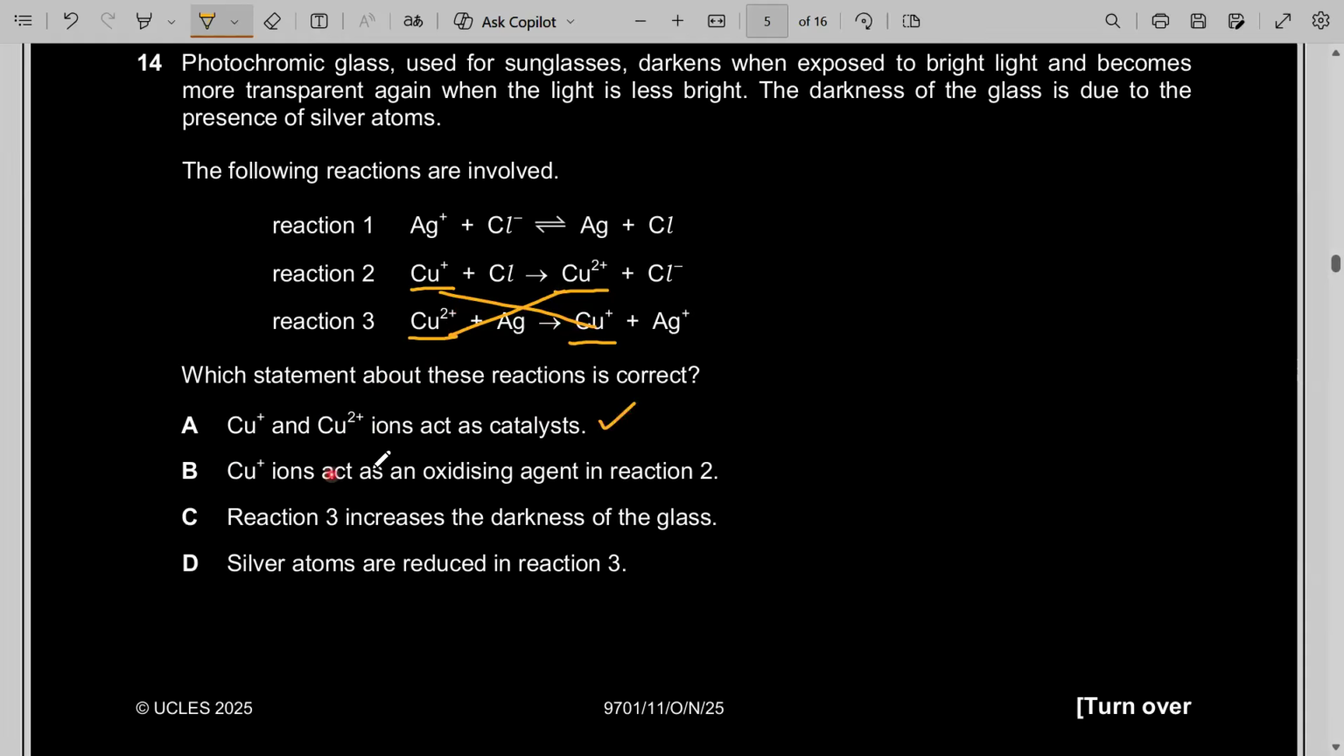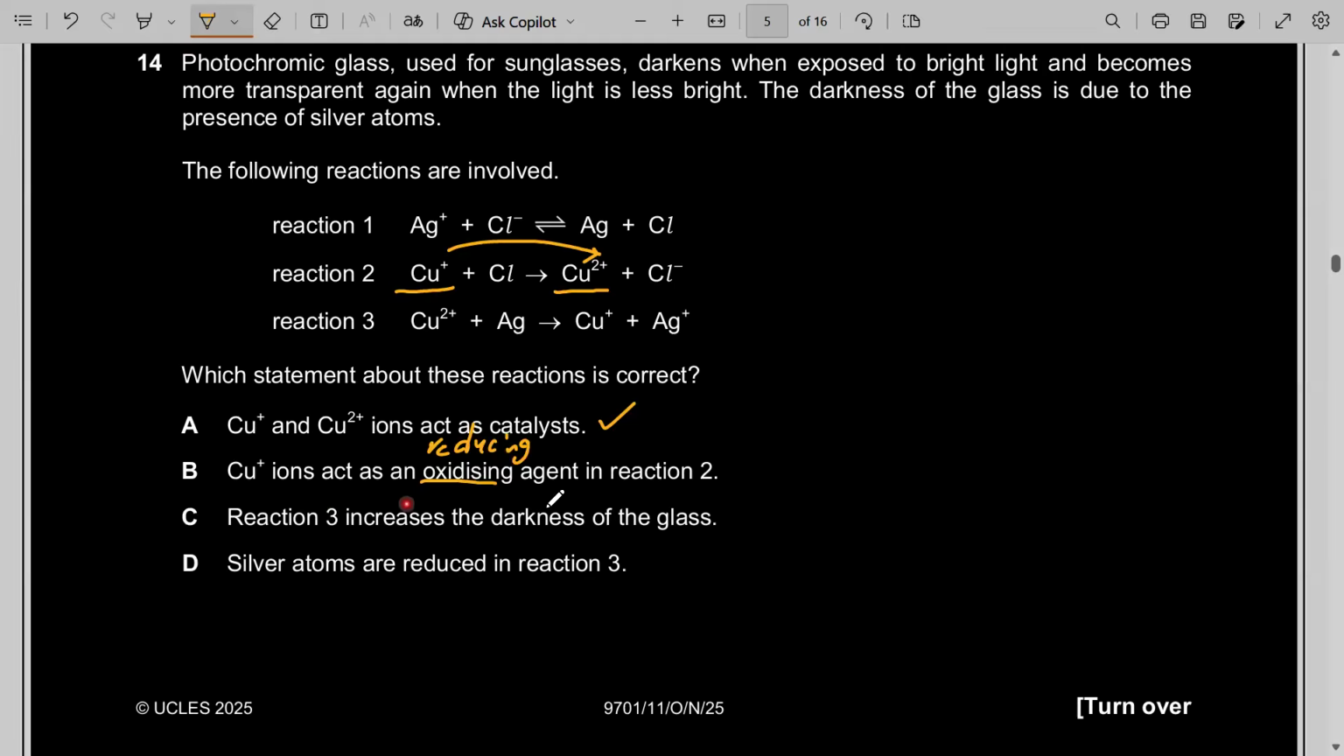B says Cu+ ions act as an oxidizing agent in reaction 2. If it has to be the oxidizing agent, then it must be reduced. But if you look at the equation, it is being oxidized. Cu+ is converted into Cu2+, which means it is not working as an oxidizing agent, rather it is acting as a reducing agent. So that is incorrect.